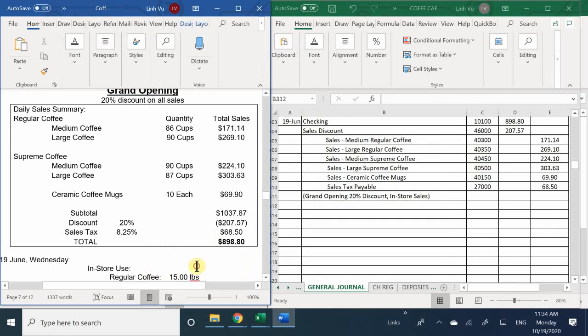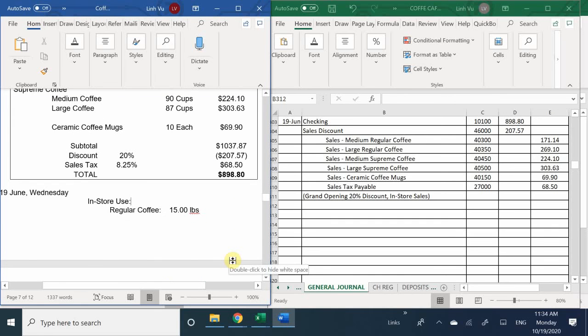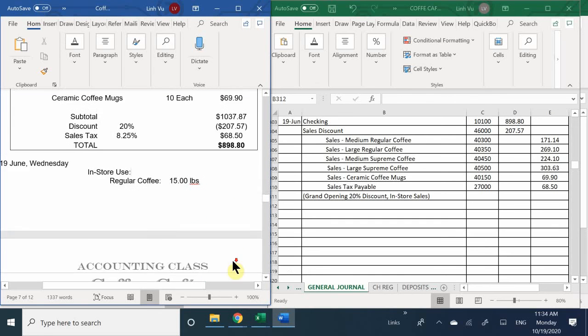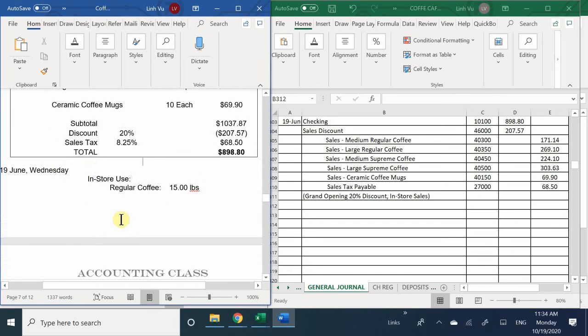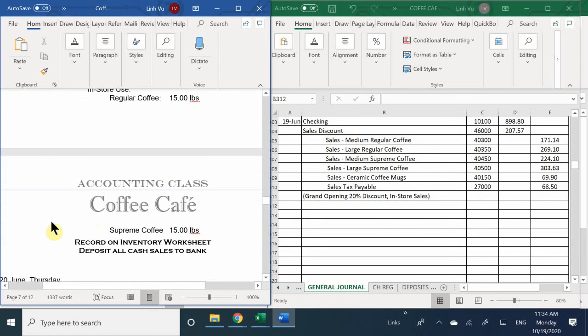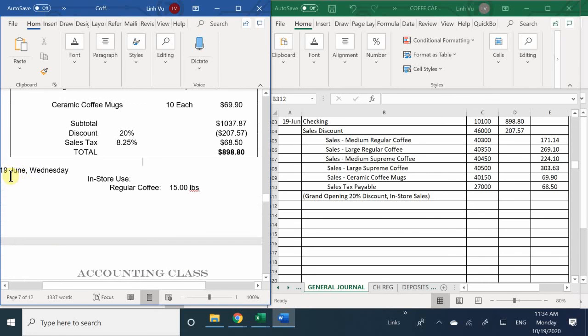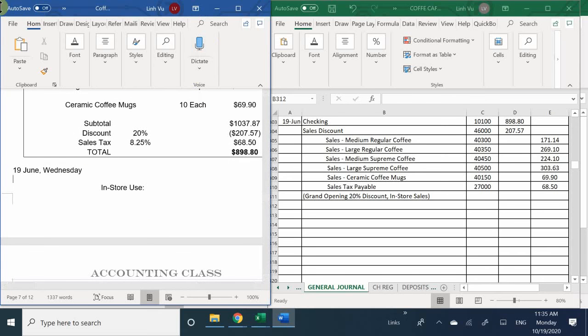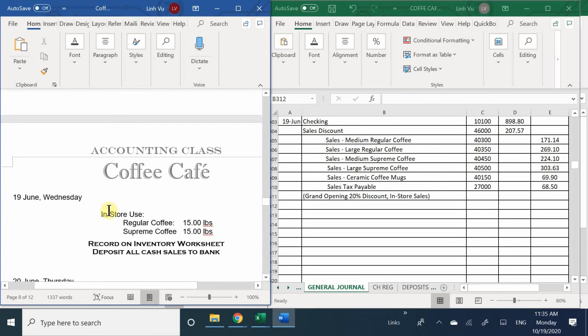All right. Last but not least, since we've already deposited our money, we need to do one more last thing. And what is that? Yes, we need to calculate our cost of goods sold. So I'm going to push this information so you guys can see it better. So cost of goods sold. All right. So here we used a total of 15 pounds of the regular coffee and 15 pounds of the Supreme coffee.